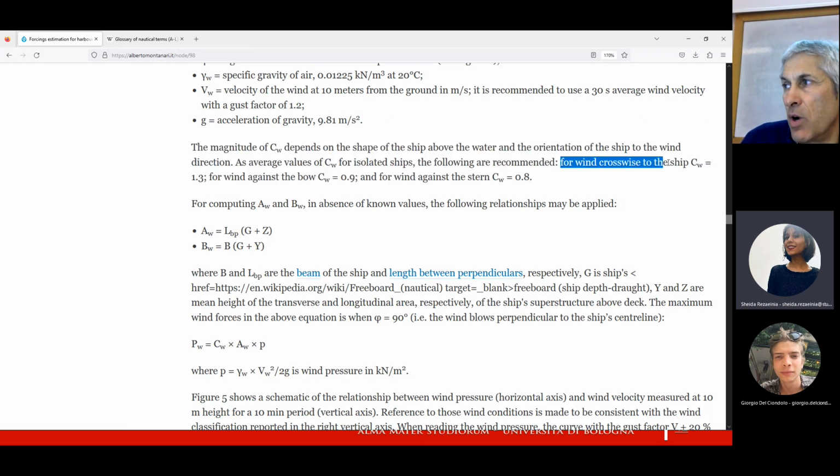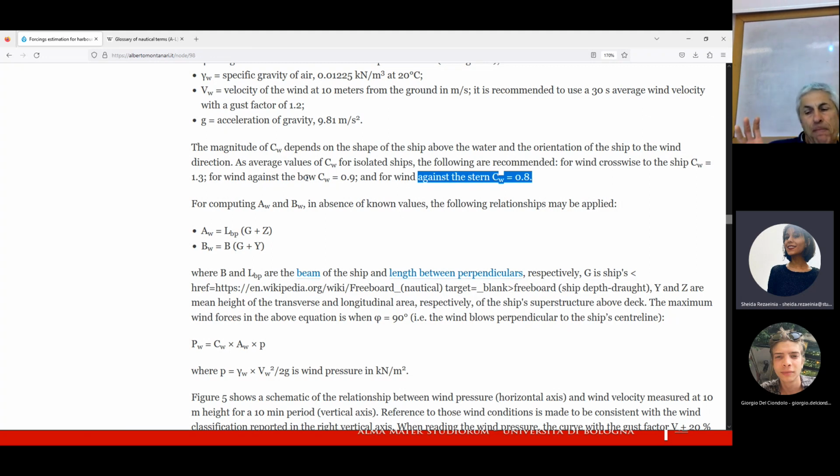For wind crosswise to the ship, CW is 1.3. Crosswise means the wind hitting the longitudinal axis perpendicularly, so the worst condition. CW 1.3. For wind against the bow, it's 0.9. And for wind against the stern, which is the forward part of the ship, 0.8. Okay, so you see that in the worst condition, we have a safety factor of 30%. When the wind blows in the longitudinal direction, we can decrease it.